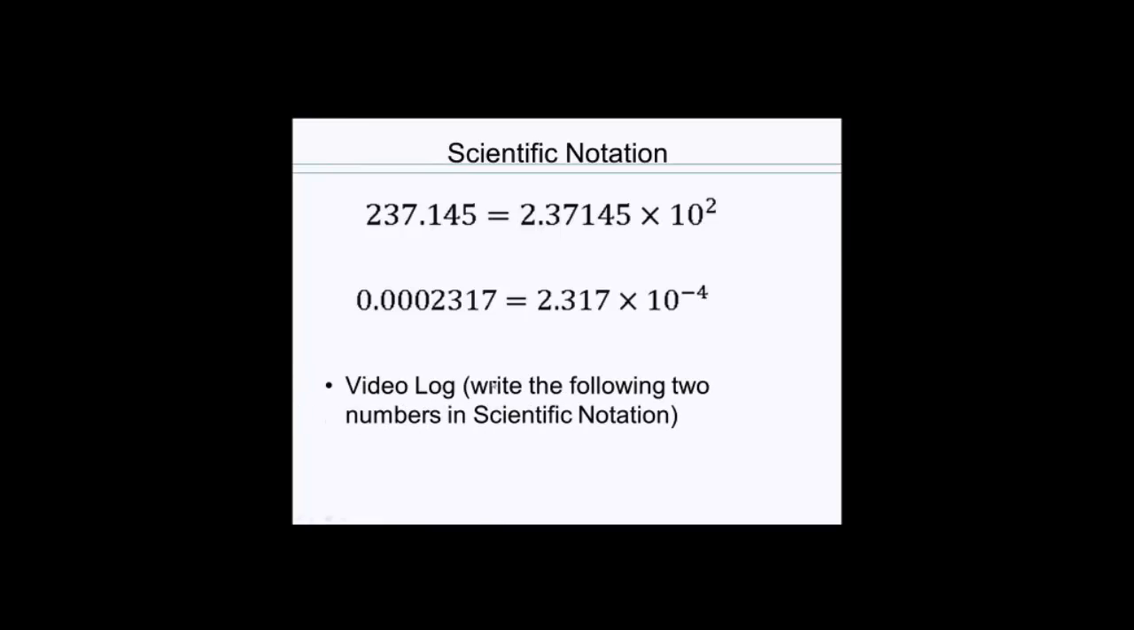So video log question: write the following 2 numbers in scientific notation, that one and that one. I'll pause for a second if you want, so you can write these numbers down.